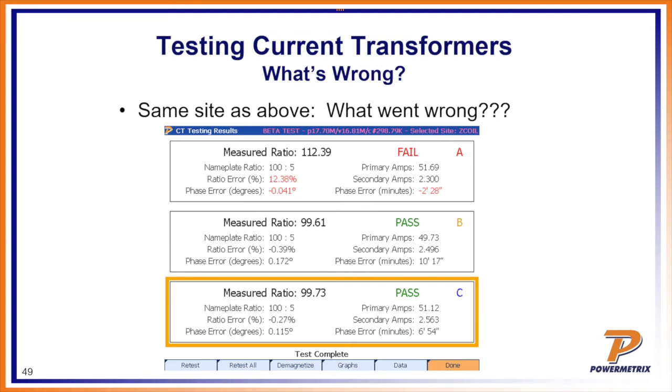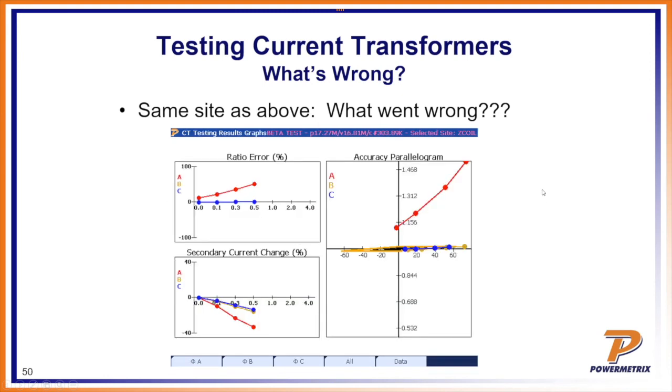So here's an example. I did a CT test. On CT A, I got a pretty big error here, 12% error. But B and C look good. So that's kind of strange, right? But look at my parallelogram, and notice again my ratio error is trailing way off, a drop off from secondary current, but the parallelogram is way out there. B and C are still maintaining their accuracy, but A phase is just weird.